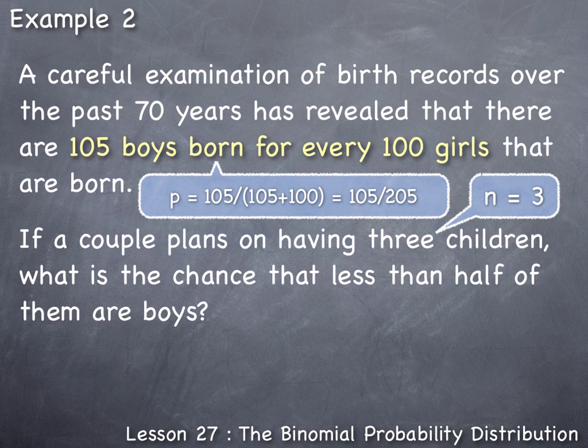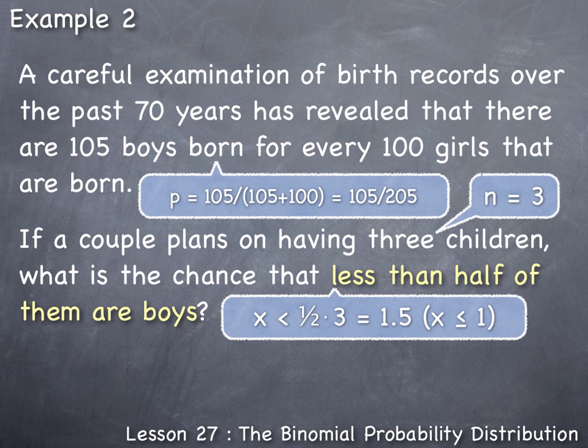And the value of the x is based on the question. So here we're trying to find the chance that less than half of them are boys. So that means the random variable x has to be less than half of the 3 children. Half of 3 is 1.5. So the values of the random variable x that are less than 1.5 would be the x values of less than or equal to 1. That is, if there were no boys in the family, that would be less than half boys. Or if x was to equal 0, that would also be less than half of them are boys. So we want the result for x being less than or equal to 1.